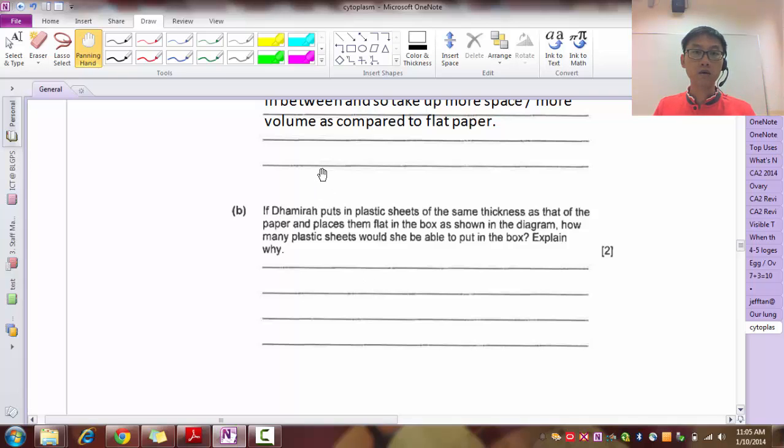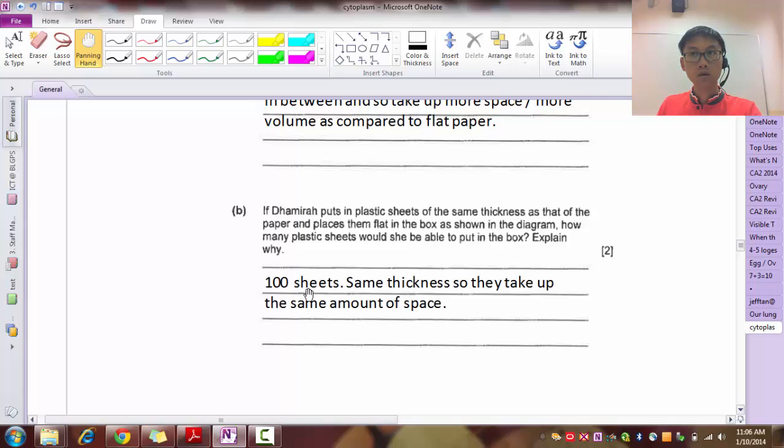Now part B. If she puts in plastic sheets of the same thickness as that of the paper and places them flat in the box as shown in the diagram, how many plastic sheets would she be able to put in the box? And you're supposed to explain. Essentially, you should know that it is 100 pieces, the same number as the paper, because it's the same thickness.